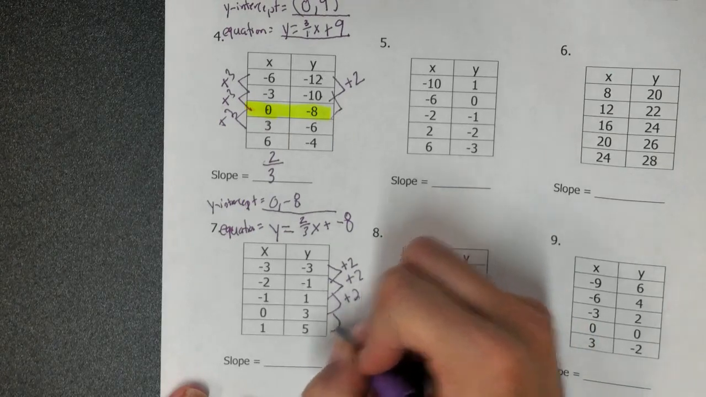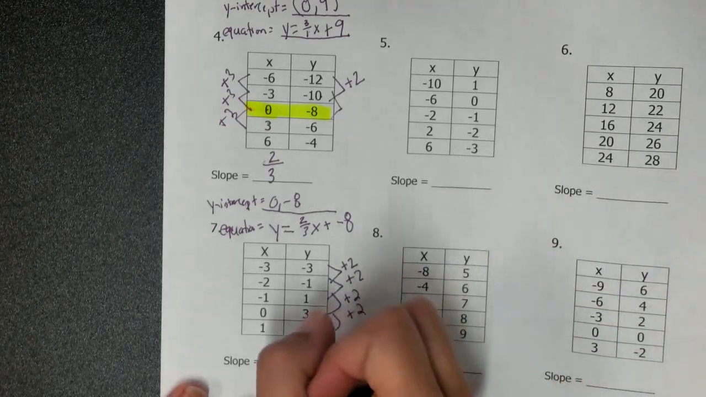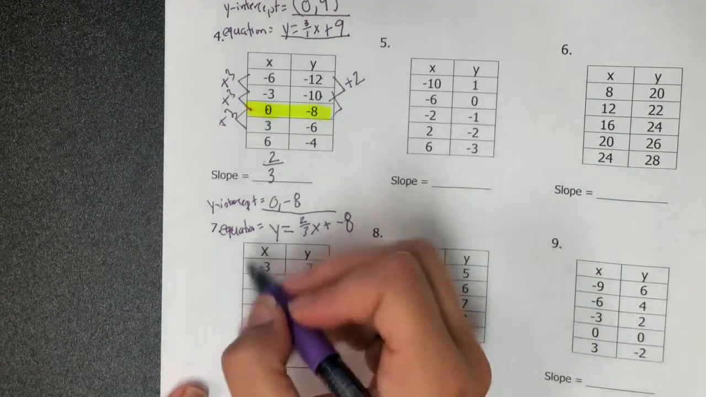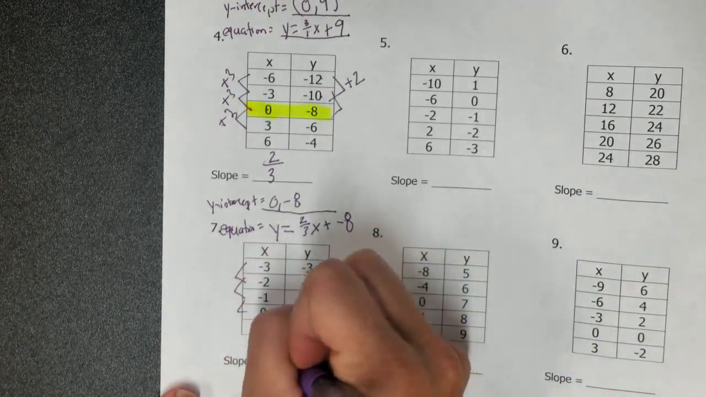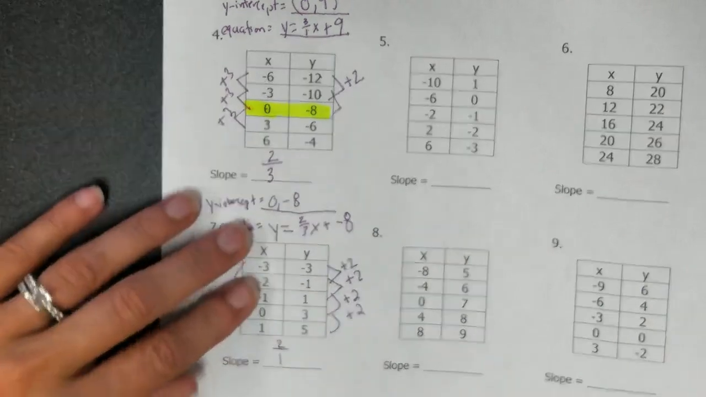Go down to the positive ones if that helps. So my change is 2. How much is the x changing by? Oh, it looks like it's getting bigger by 1. So my slope is 2 over 1.